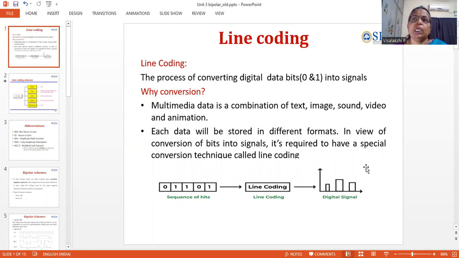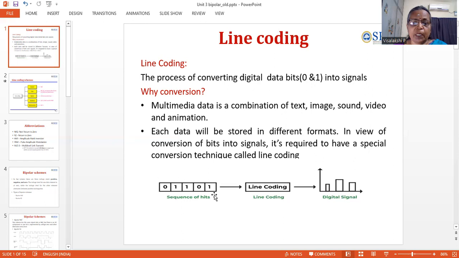If we take text data, it will be stored in a document, and images will be stored in a JPEG, and sound will be stored in an SND. There are so many different formats. So when we combine and send it as multimedia data, we need to convert it by means of line coding. That technique is called the line coding technique.